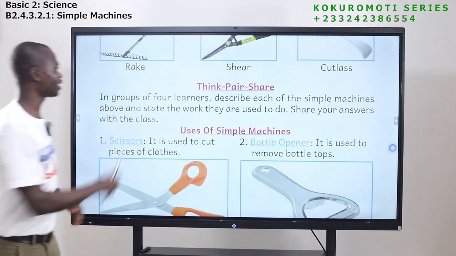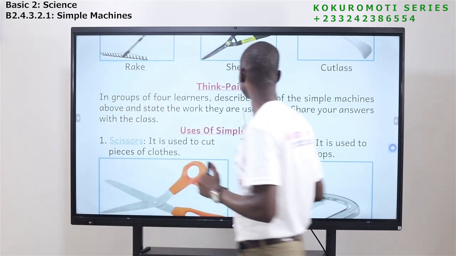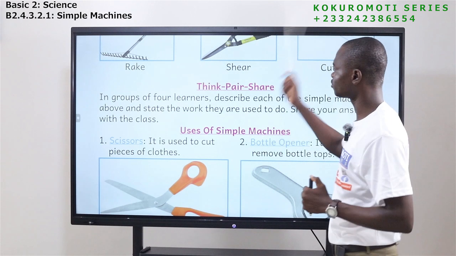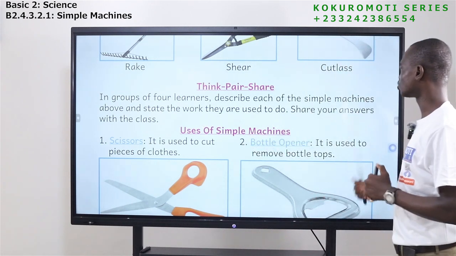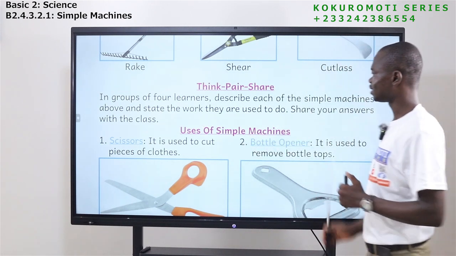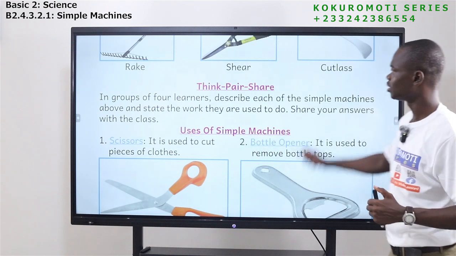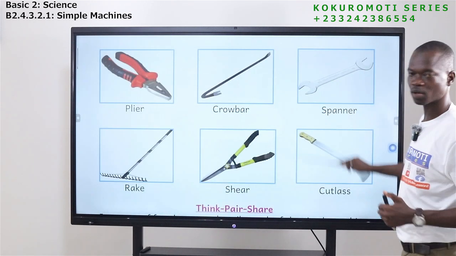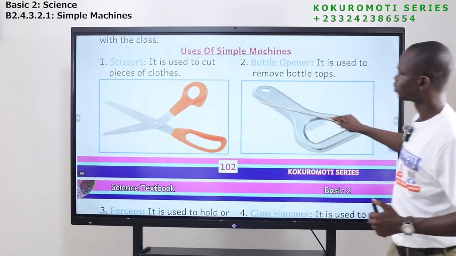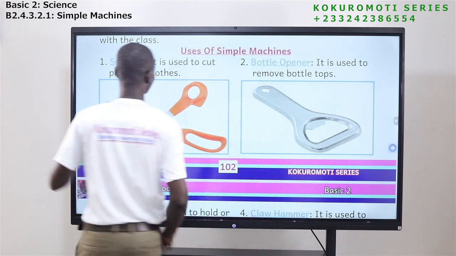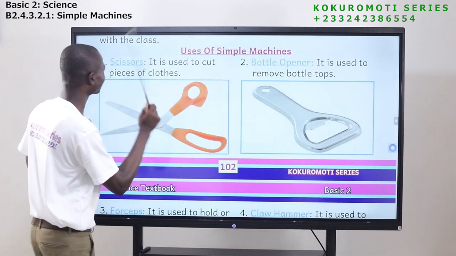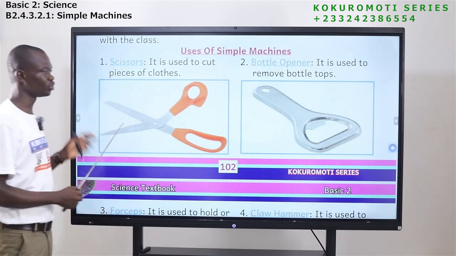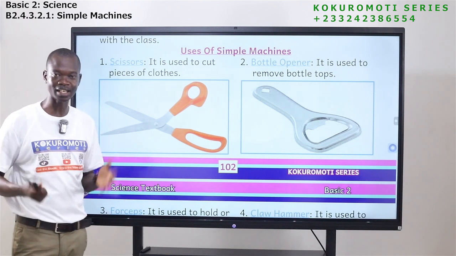Let's move on. Think picture. In groups of 4 learners, describe each of the simple machines above and state the work they are used to do. Share your ideas, your answers with the class. So we are going to look at all these and the work that they do. The first one is scissors. It is used to cut pieces of clothes. If you have clothes and you want to cut it, the tailors.